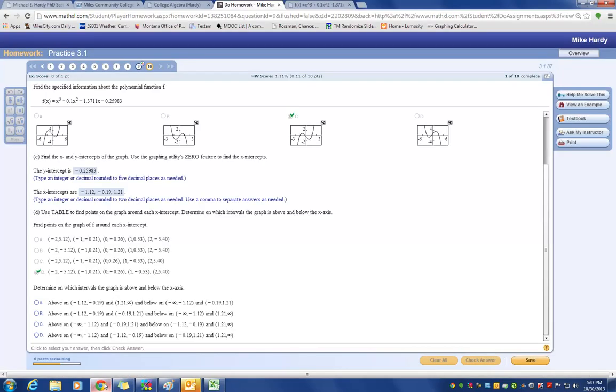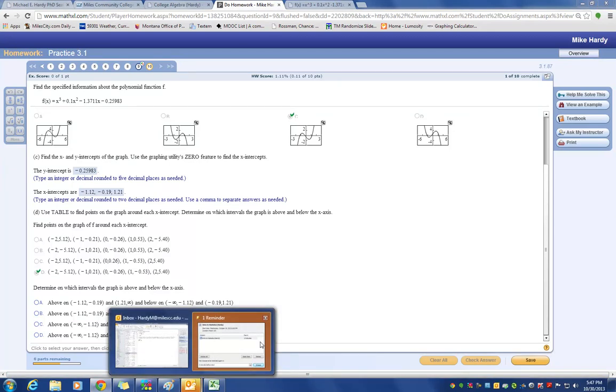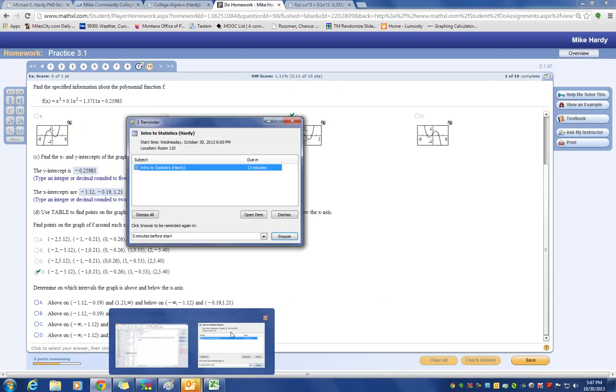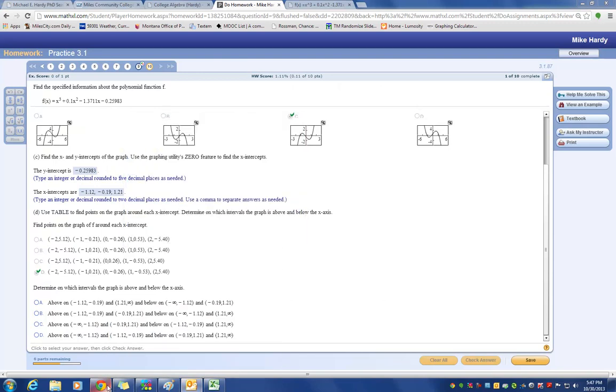I'm still marking it up here. I have a pen here. I'm not sure why I'm marking these up with these pencils. Anyway, here we go. And negative 1.12. There we go.